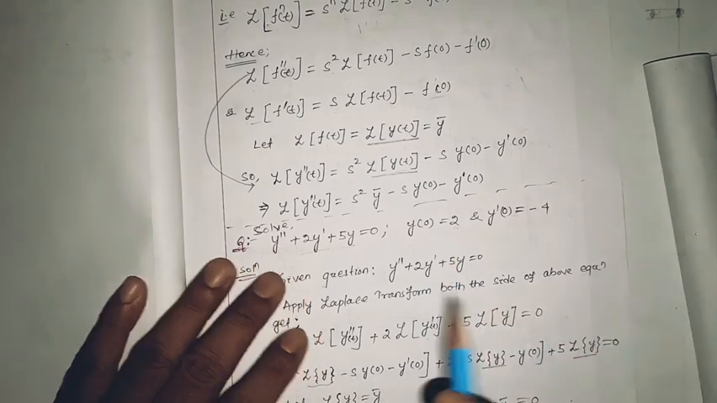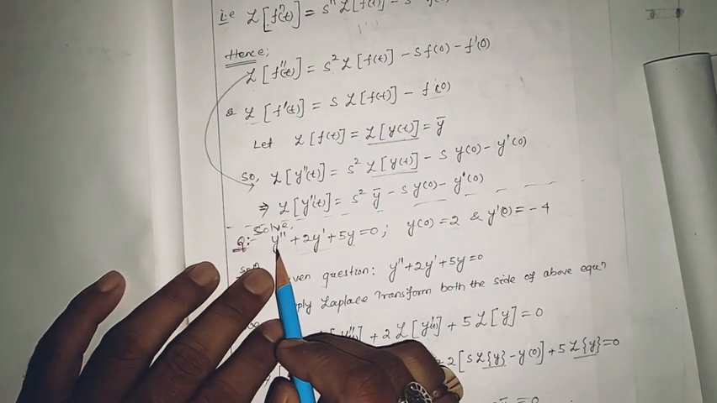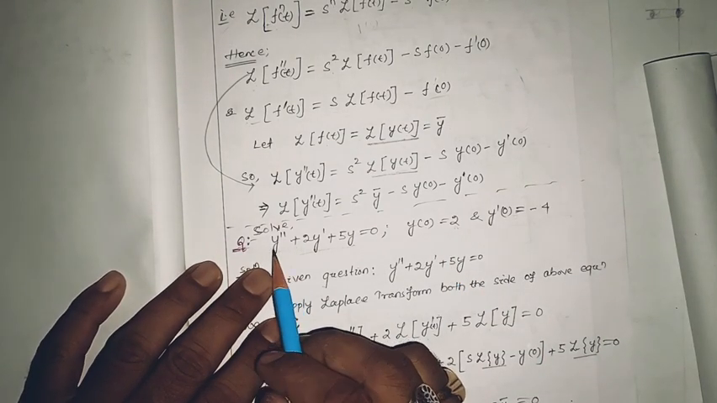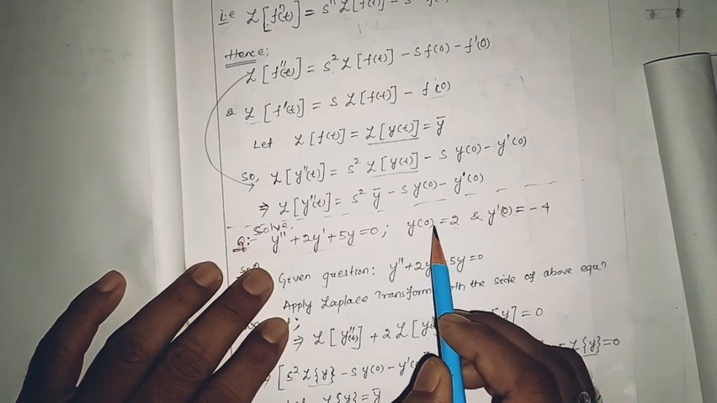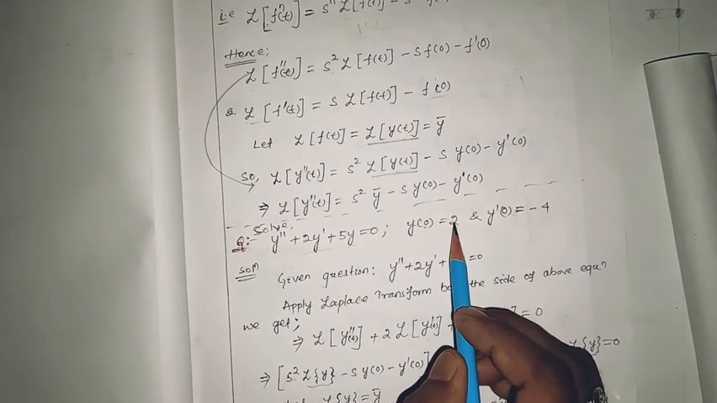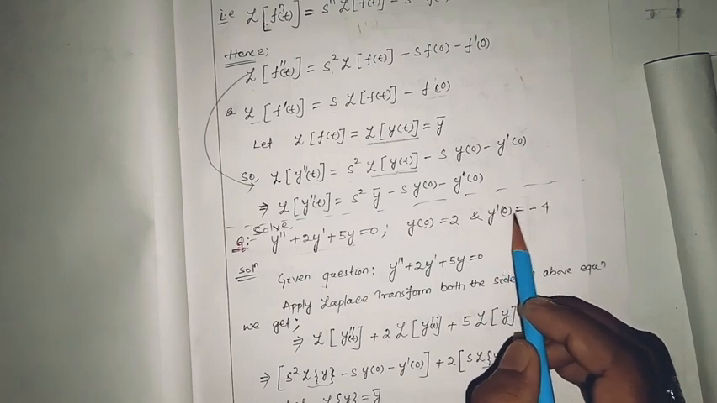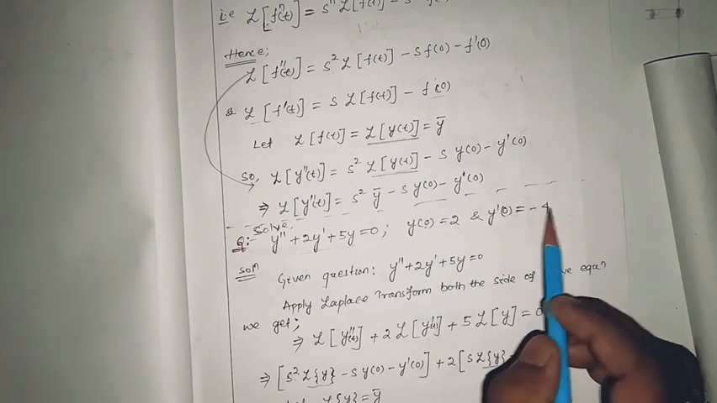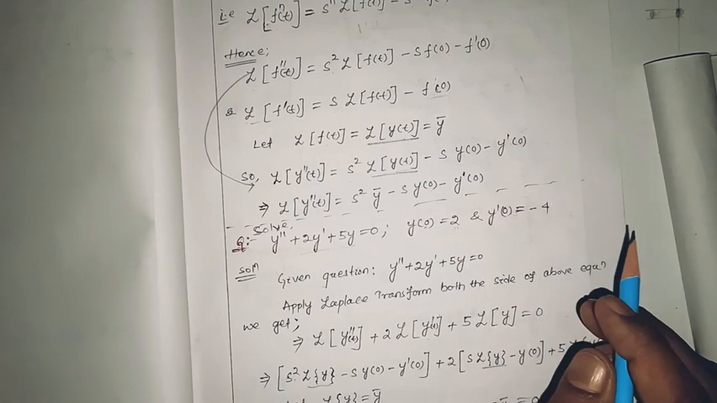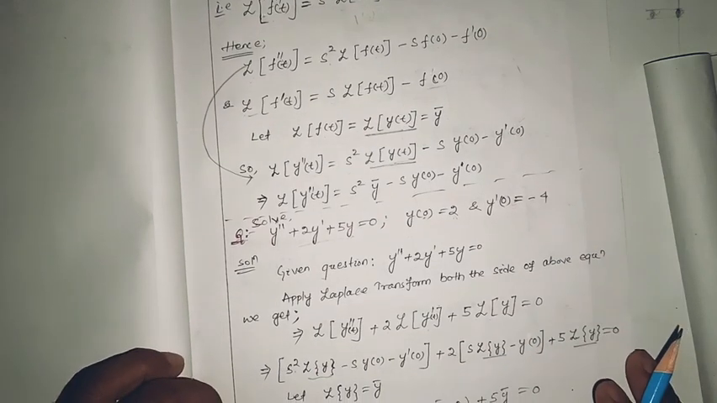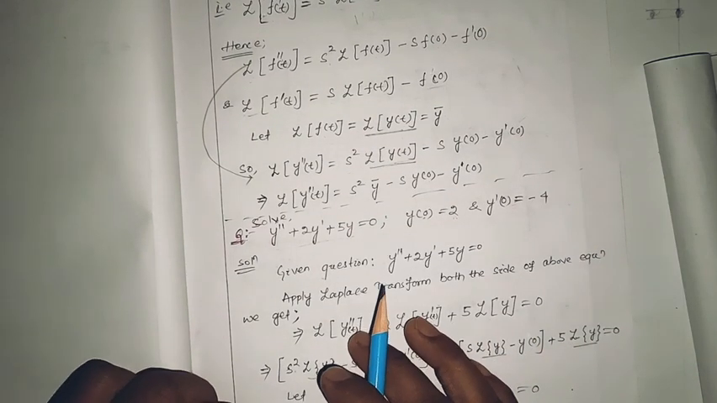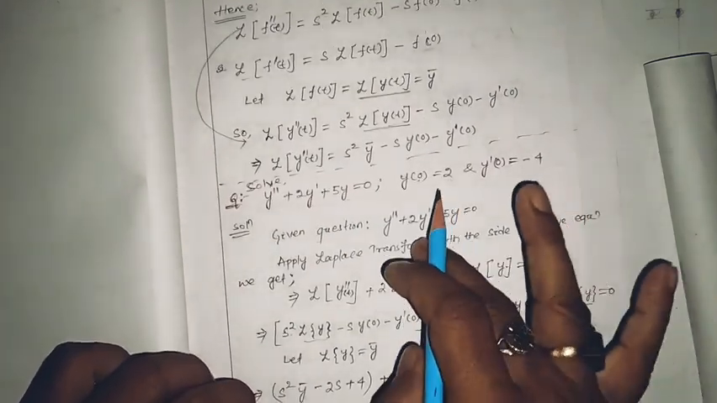So y double dash here means the double derivative with respect to t, suppose we have to consider, and here y(0) equal to 2 means y at t equal to 0 equals 2, y dash at t equal to 0 equals -4. These are the two boundary conditions or initial value conditions, we can say. Now how we are going to solve this differential equation by using Laplace transform starts here.